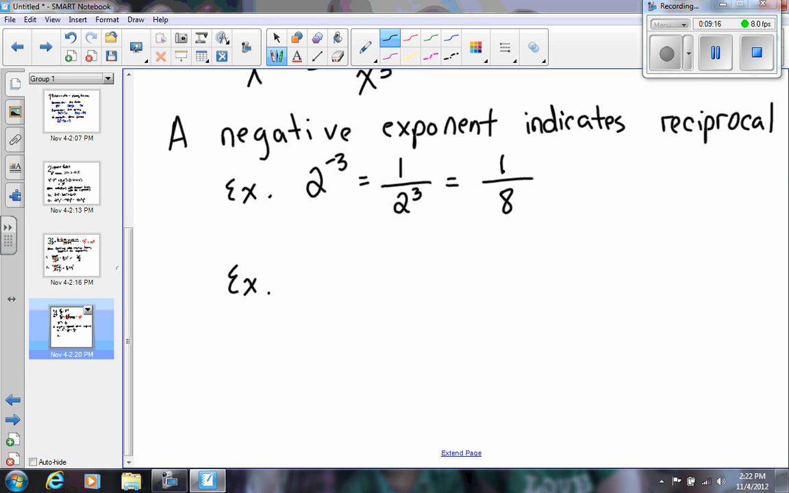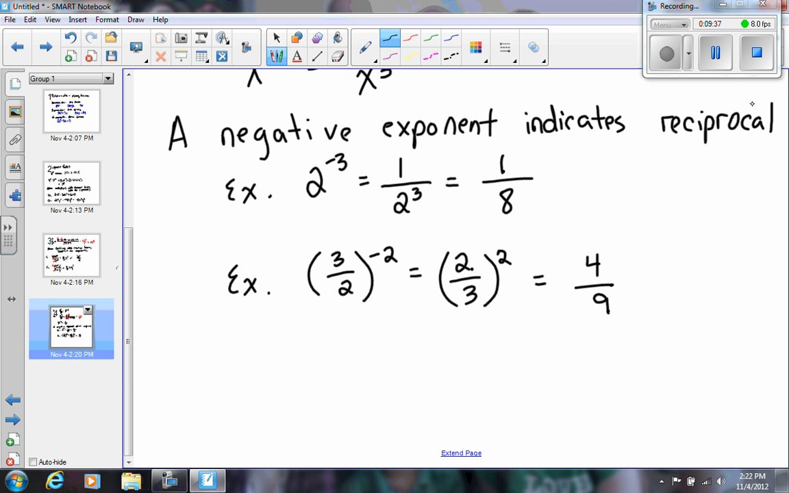Or another example, if I take a fraction, 3 halves, to the negative 2 power, well, a negative exponent tells me reciprocal, so do the reciprocal. Now this would be to a positive 2. So I end up with 2 squared is 4, and 3 to the second power is 9.